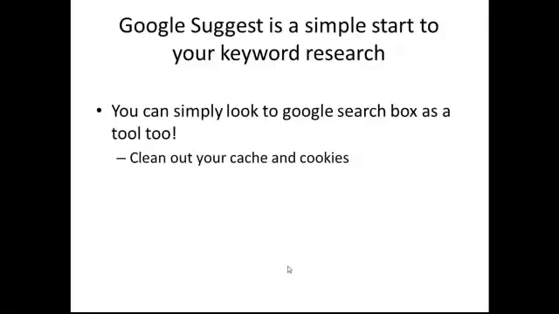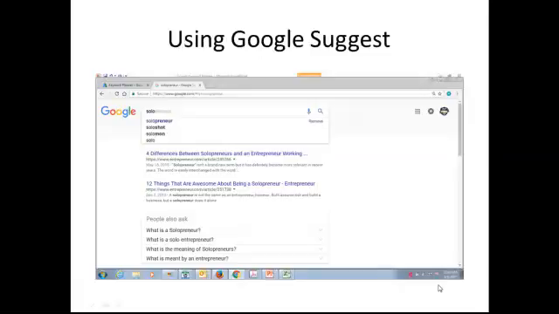So Google Suggest is a simple way to start your keyword research. This is what we would call our analysis, for our purposes, of just finding out what people are searching for in our niche, in the suggestion boxes of what Google's suggesting. So first, clean out your cache and your cookies and go to Google. In our case, we're looking at marketing to solopreneurs and solo entrepreneurs.